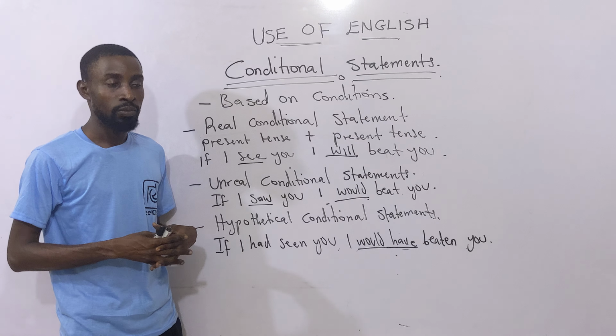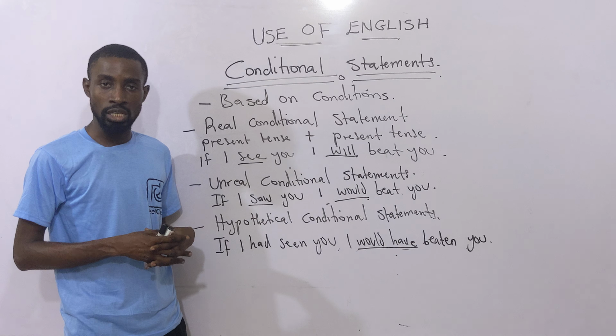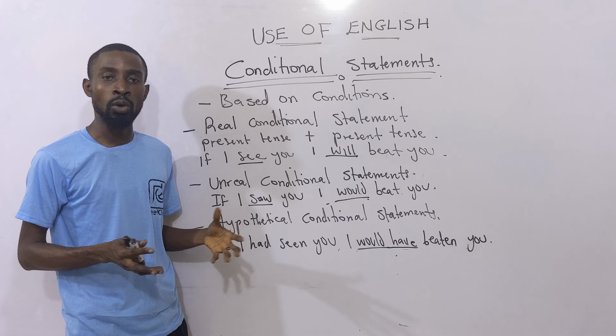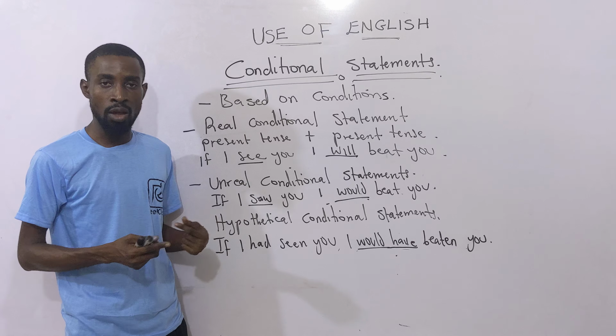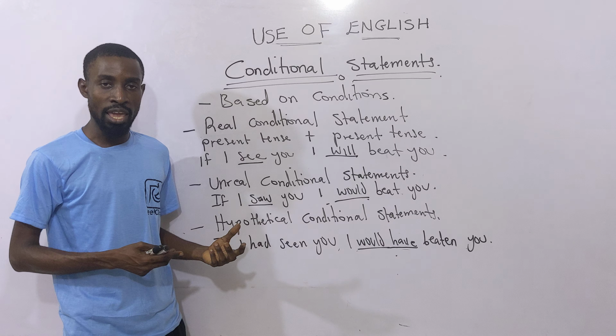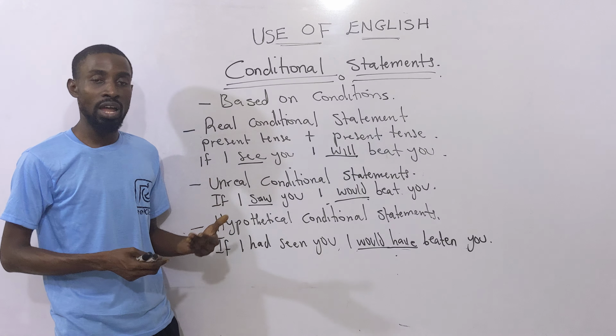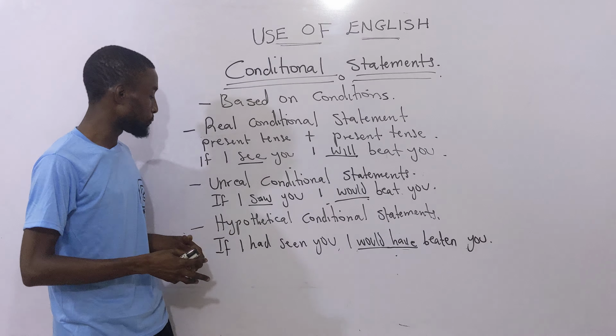Another example can be, if a lion comes into this class, we will run away. If a lion comes, present; then will, present tense. So what you are describing is likely going to happen.